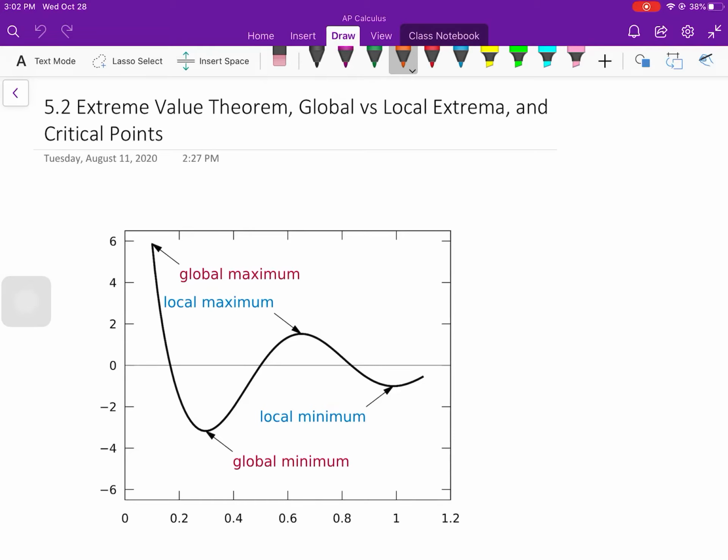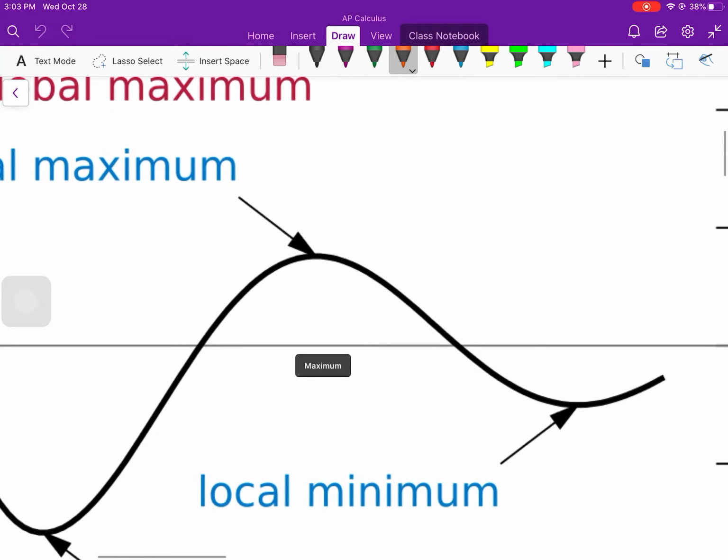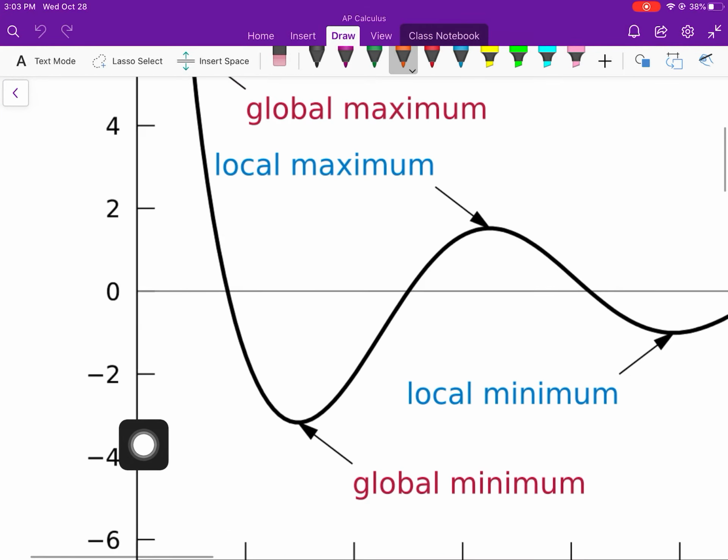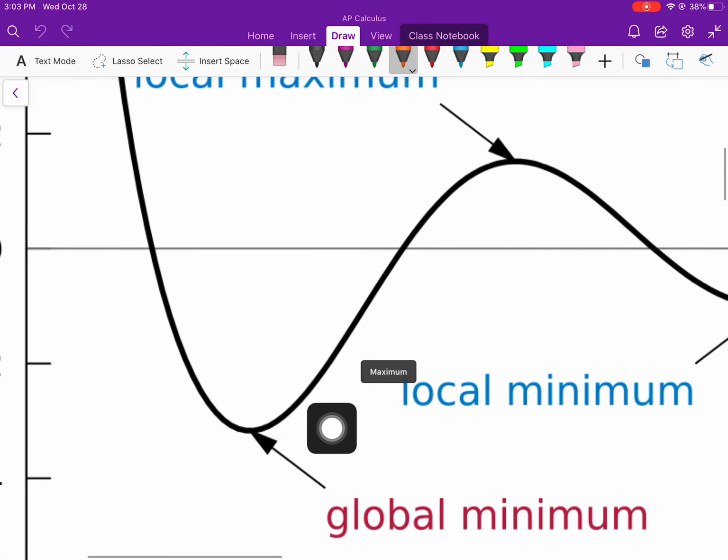Okay, so extreme value theorem means that if your function's continuous, somewhere on the interval, you're going to have a relative maximum and a relative minimum. And so what we mean by that is within a local region, you're going to have a highest point, and within a local region, you'll have a lower point as well. And we call them local.